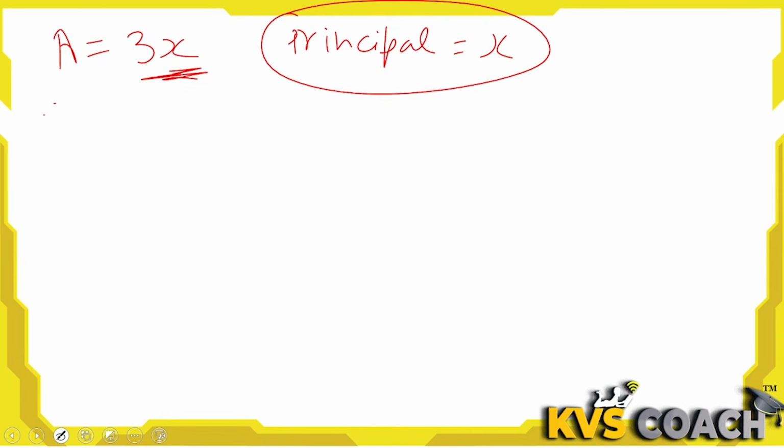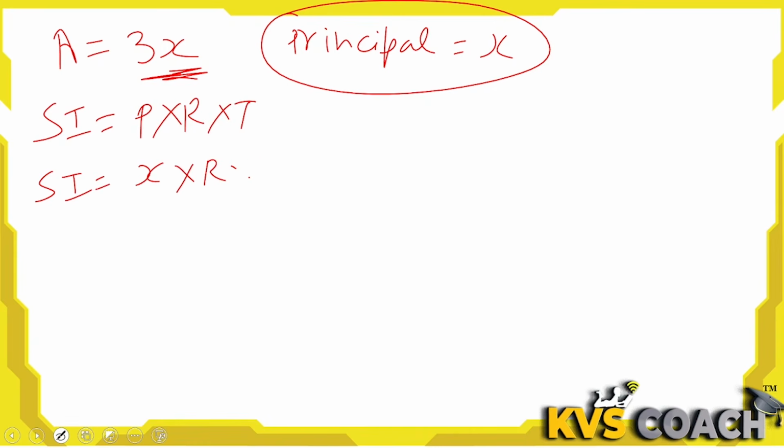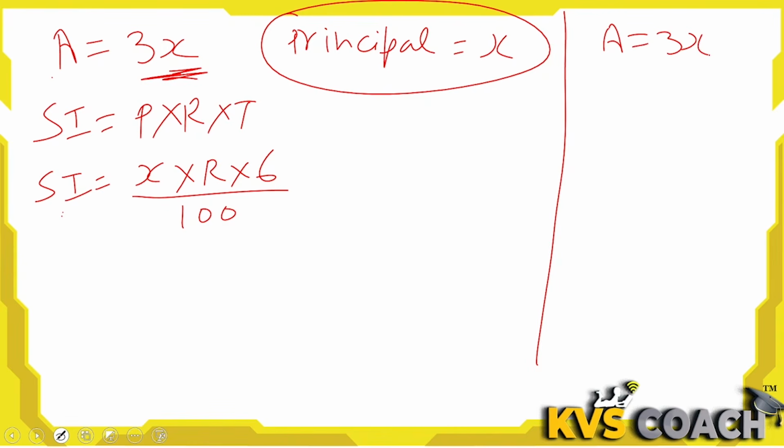So what do we have to find? We have to find simple interest, that is P into R into T. So SI is equal to P into R into T divided by 100. P I am taking as X, R we have to find, T is 6. Here A is equal to 3x. A is the total amount he will get. And what is the total amount? Total amount is the principal plus the simple interest.